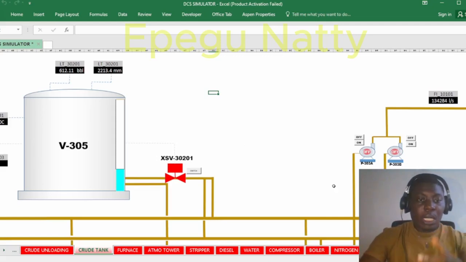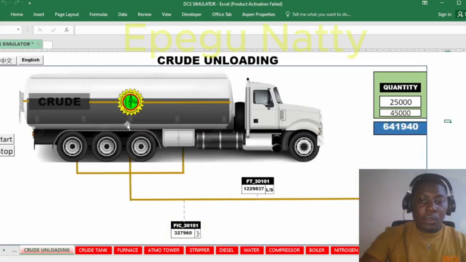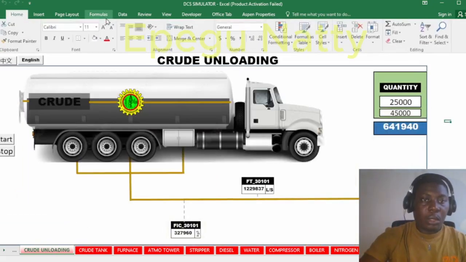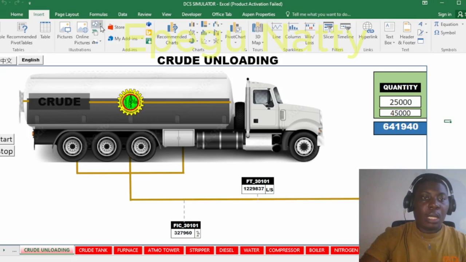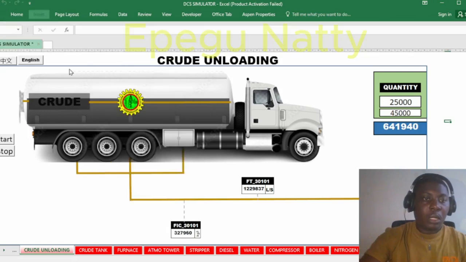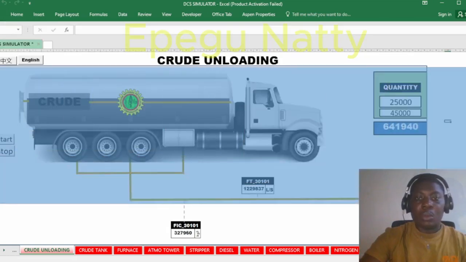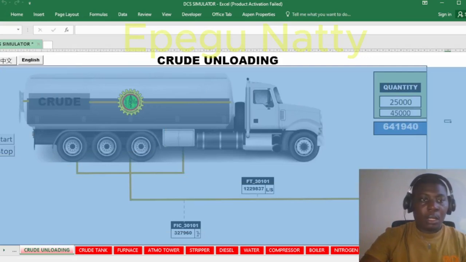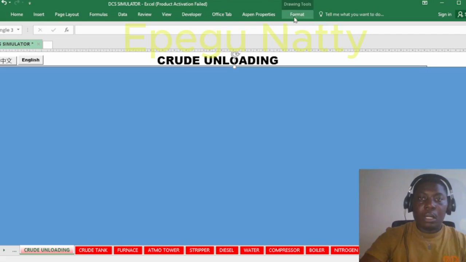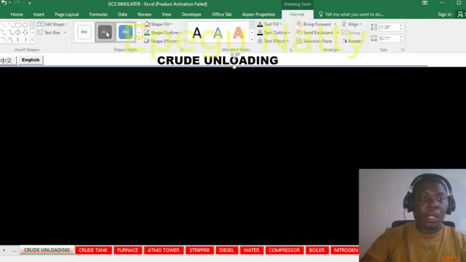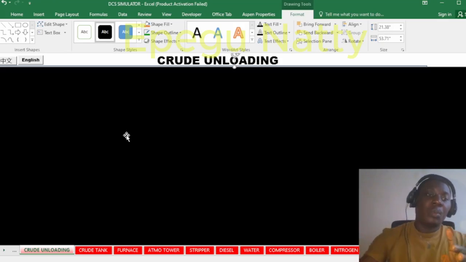Let me use this tab here and include a blackboard. Let me just draw something that will represent a blackboard, and let me change it to black. All right, I just want to demonstrate how we can actually obtain the pump head.